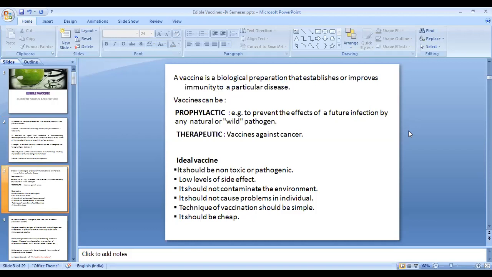When you say a vaccine, it should have some ideal characters. So what are the ideal characters of vaccines? It should be non-toxic or non-pathogenic. It should have lower levels of side effects. It should not contaminate the environment. It should not cause problems in the individual other than producing the antibodies. The technique of vaccination should be simple, and also cost-wise it should be cheap. So these are all the various characteristics of an ideal vaccine.